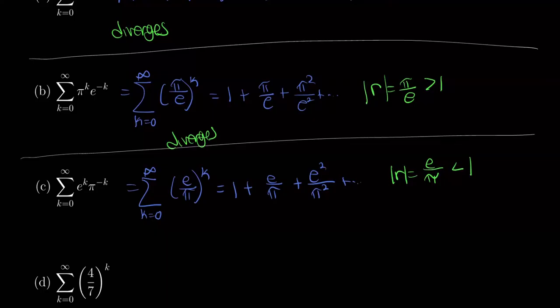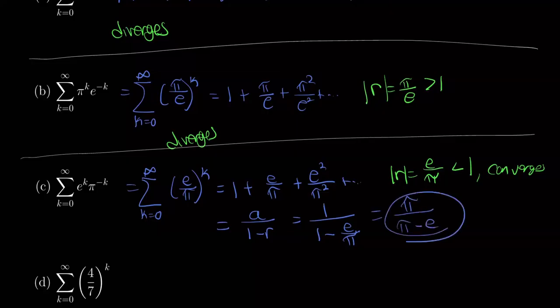Okay, not only does it converge, so let's write that down. Maybe we should write down the word converges so we don't forget. Not only does it converge, it converges to a on 1 minus r, where A is the first term of the series. It doesn't matter how ugly it is, A is the first term of the series, and then R is the number that's being raised to the power of K. So I ended up with pi over pi minus E converges.